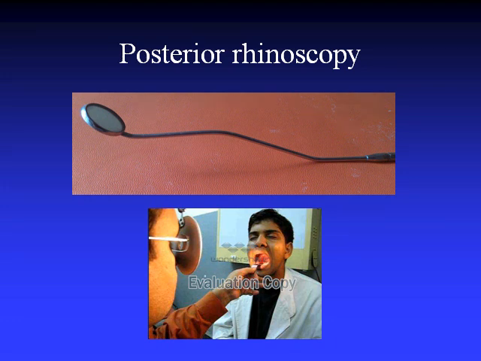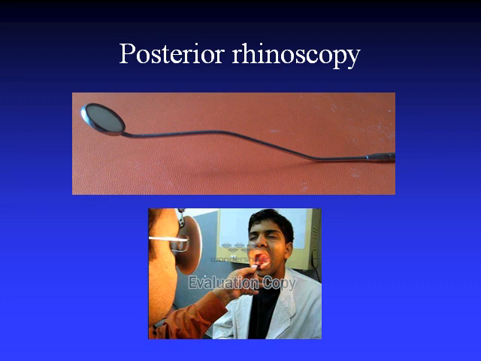The second item in the examination of the nasal cavity is posterior rhinoscopy. To examine the posterior part of the nasal cavity, this can be done using the posterior rhinoscopy mirror. Notice the angulation. This angulation facilitates examination of the posterior nasal space.